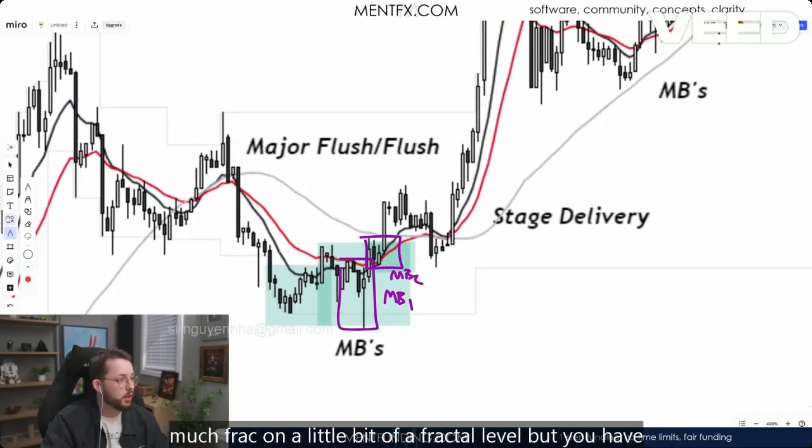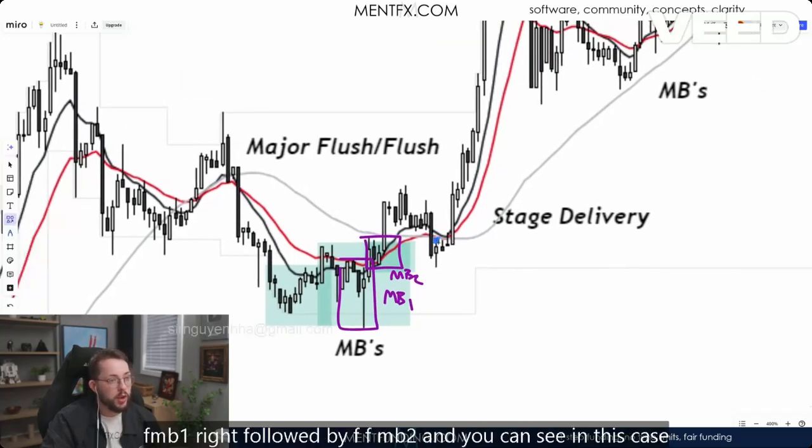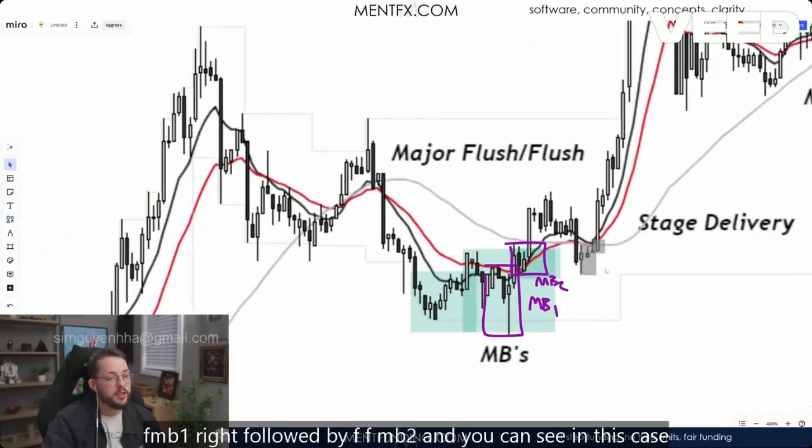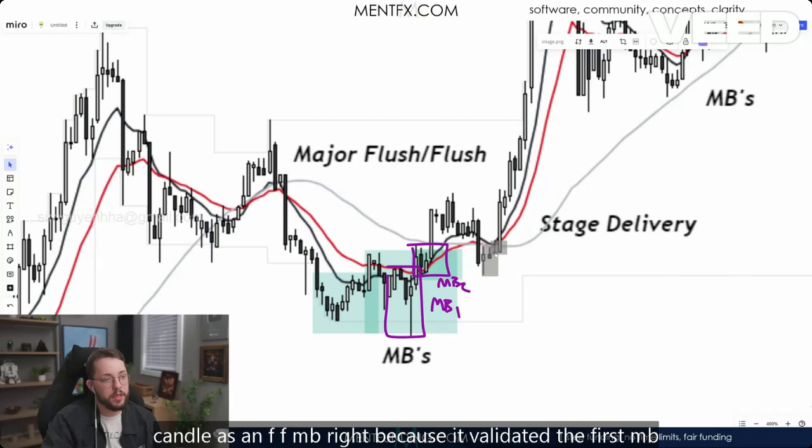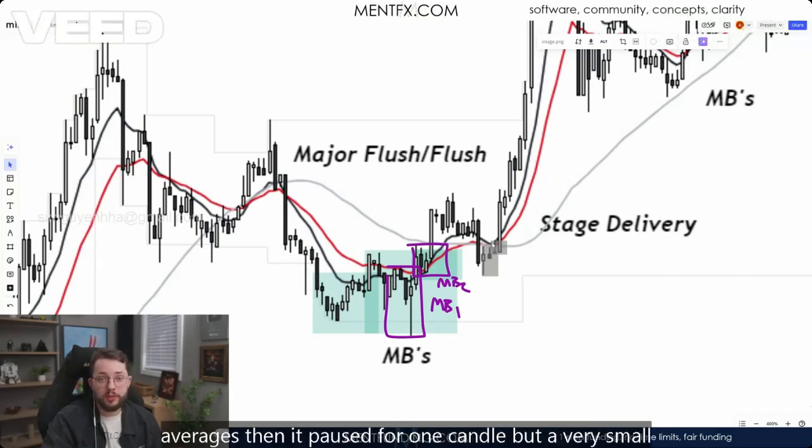This is on a little bit of a fractal level, but you have FMB1 followed by FFMB2. And you can see in this case, you would probably use that candle itself as an FFMB, right? Because it validated the first MB. And again, look at where it's happening in terms of the averages. Then it paused for one candle, but a very small candle, a perfect little candle. So we can assume that that's probably acting as an FFMB, and it's probably not smart to wait for another candle to confirm that this is a high, and instead to treat it as an FFMB for the actual move.